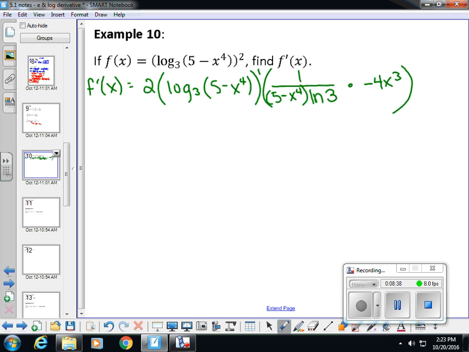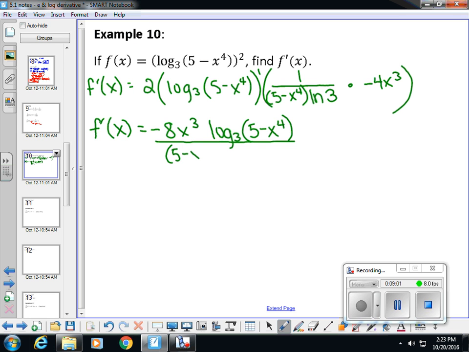And now what I would probably do is write everything so it's in a fraction. So I'm going to say that f prime of x turns out to be negative 8x cubed log base 3 of 5 minus x to the 4th, all over that 5 minus x to the 4th ln of 3. And that would be my derivative function.